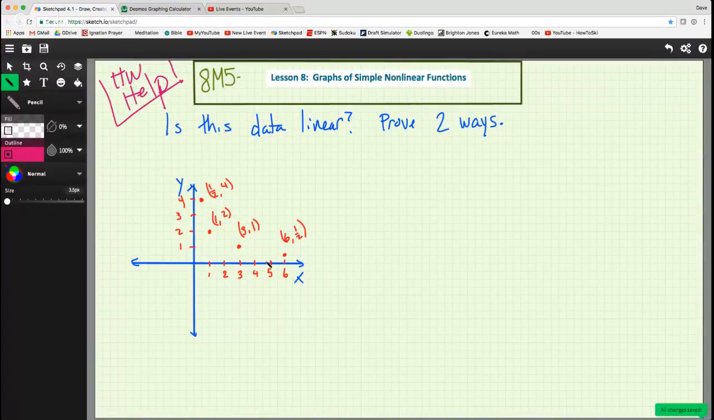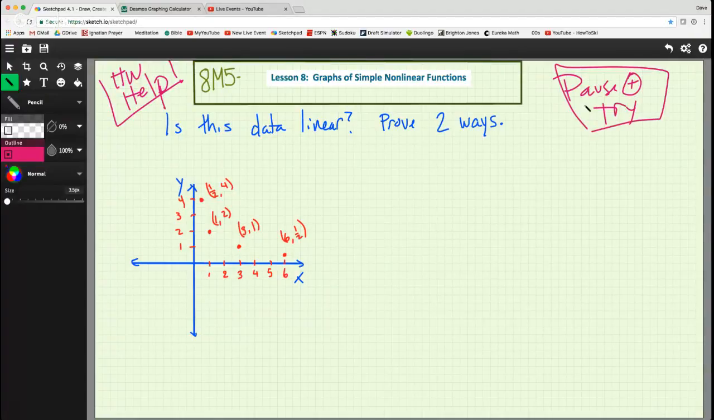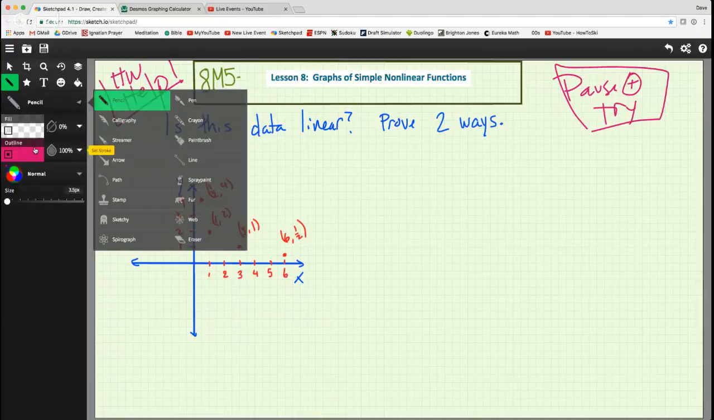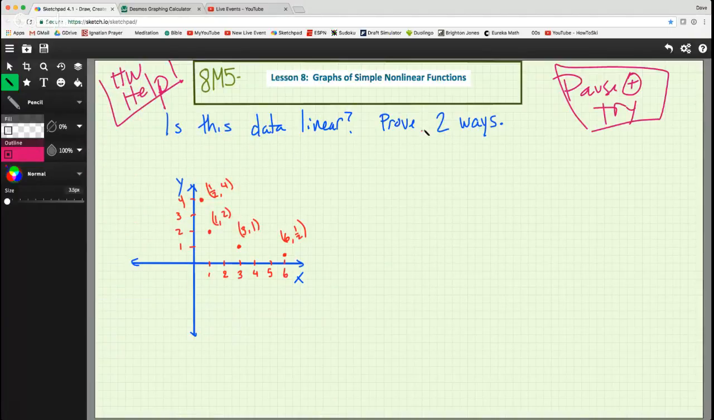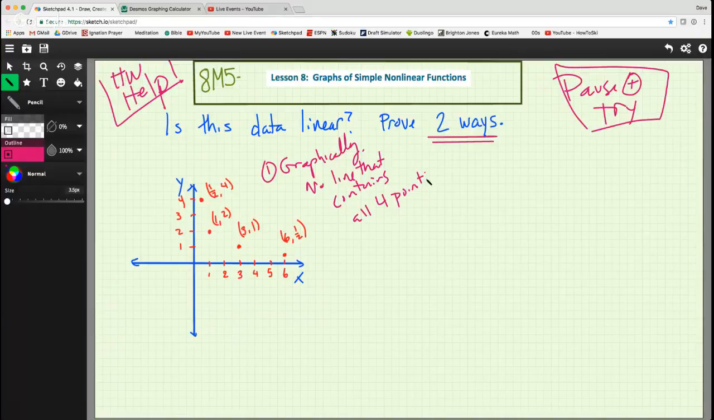And so is this data linear? Prove it 2 ways. This should be an easier problem. So I want you to pause and try. Okay. First, the first way I'm going to prove this, hopefully you've done it, is graphically. There is no line that contains all 4 points. So it's not linear.